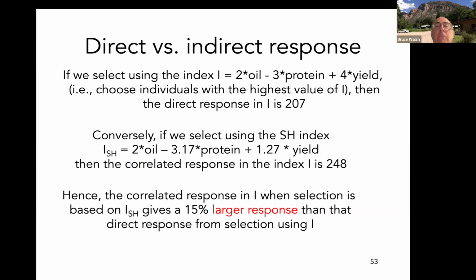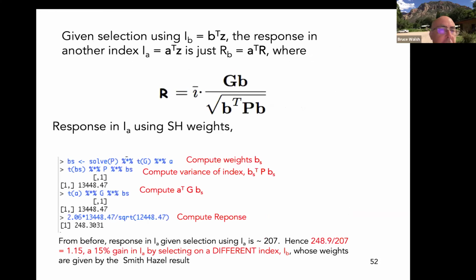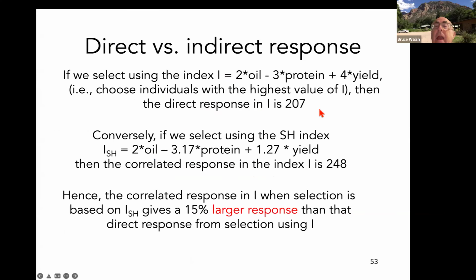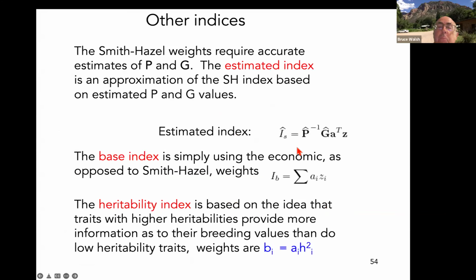Smith-Hazel is great in theory. In practice, it depends upon all these genetic and phenotypic correlations, especially genetic correlations. It's hard to measure them accurately. If you use inaccurate rates, you can get a worse decision. So people can either use what's called an estimated index. You estimate P, that's pretty straightforward. G's got a lot of error in it. G's can be hard to estimate.